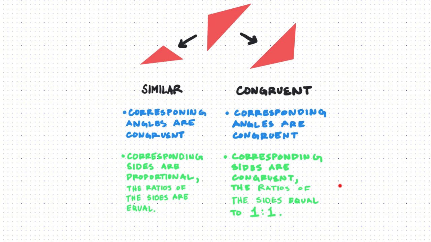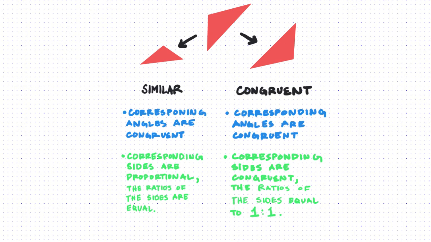Whereas with congruent triangles, the corresponding sides are the same ratio, but that specific ratio is 1-to-1, meaning that every one length or one unit of this side matches up equally to the same unit on the other side.